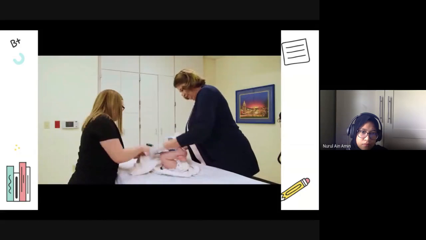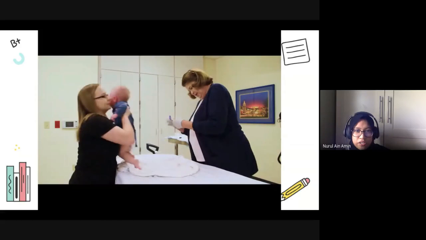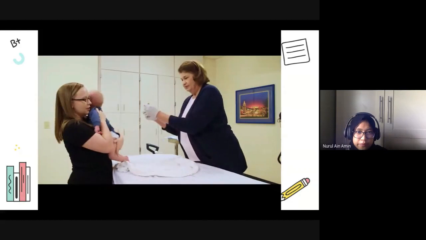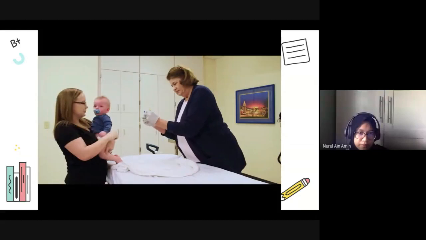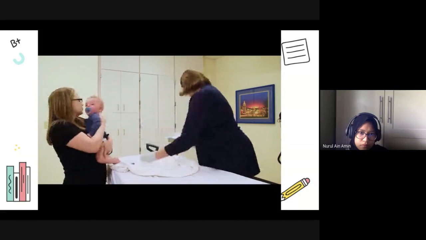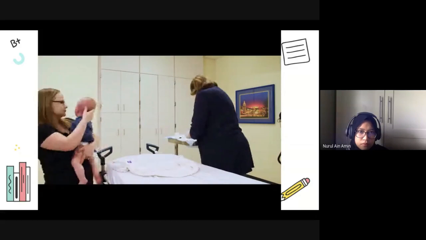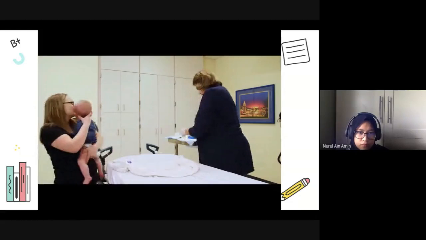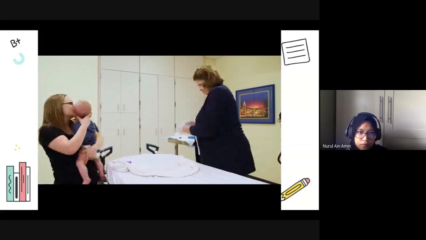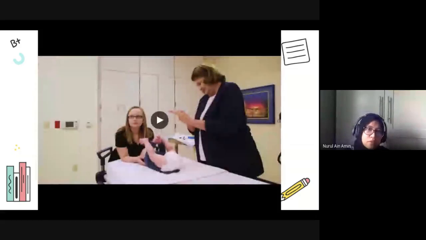We're gonna have to check the fluid in the stomach again. Okay, now she's checking the pH. Okay. Let me check the pH on this and see what we get here. Okay, we have a pH that is acidic.